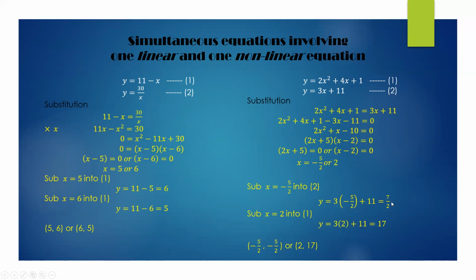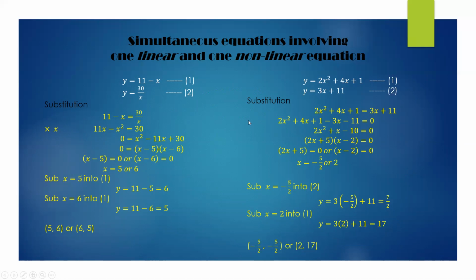Okay, so you can see we have two sets of answers again. These two, one set here, which is when x is negative 5/2, and this is supposed to be 7/2. Mistake here, sorry. And then this one will be 2 and 17. All right, 2 and 17. So basically, we also have two sets of answers.